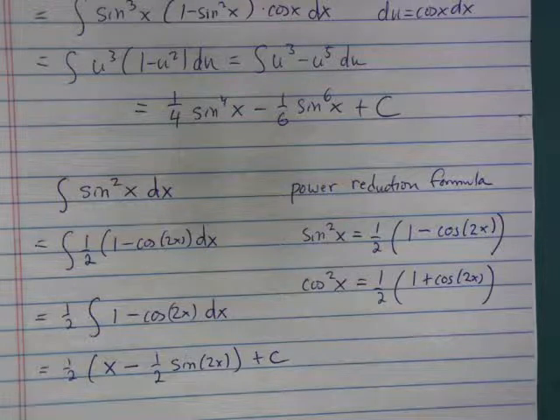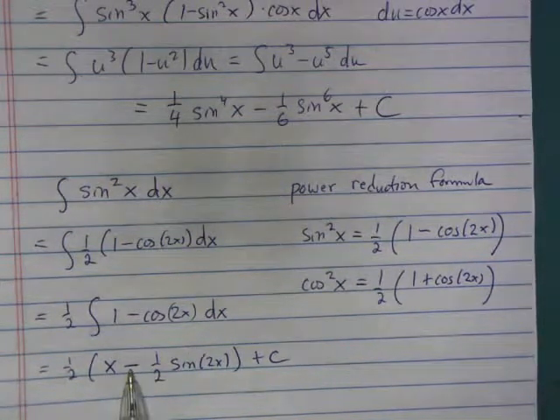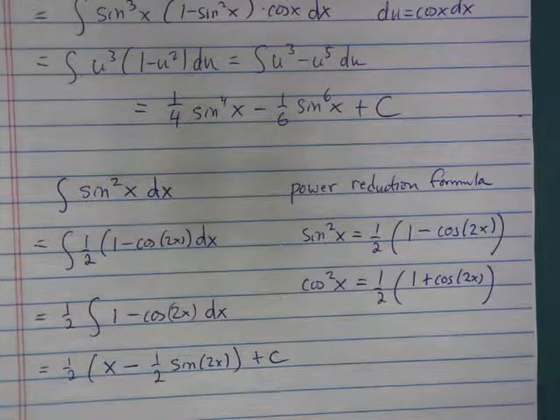The derivative of cosine is negative sine. The integral of cosine is positive sine. But we already had a minus sign in front of it, which is why this one has a minus. Questions on that?